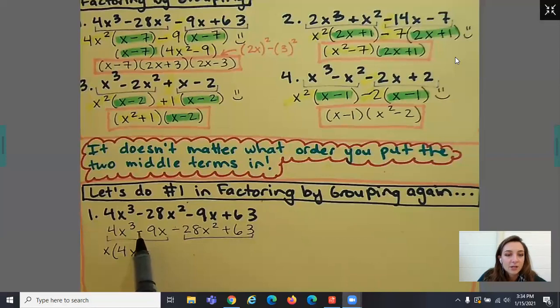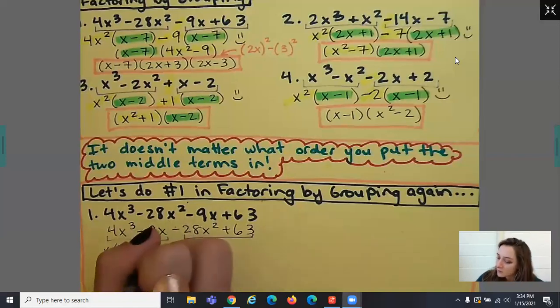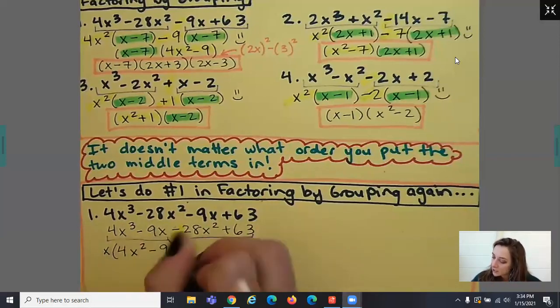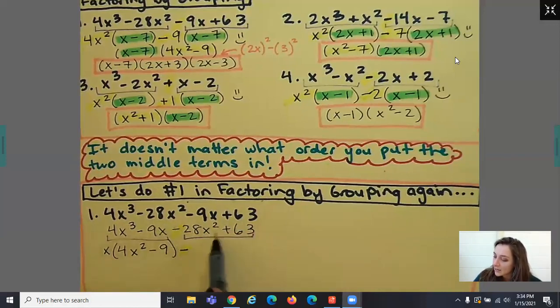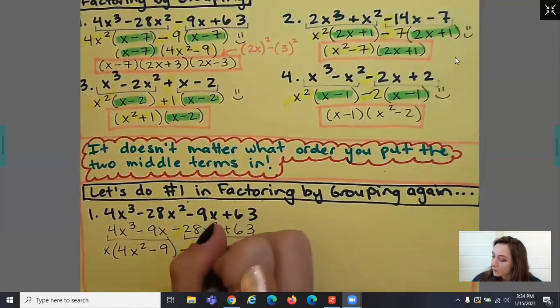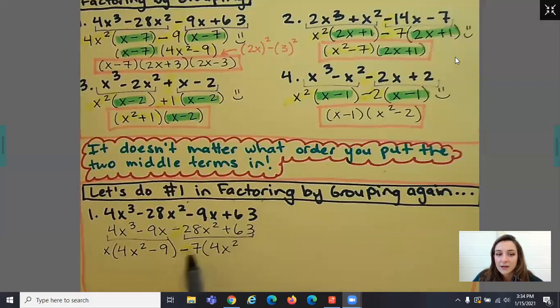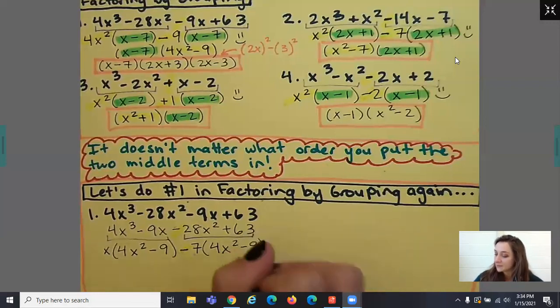Now moving on to our second term, we're taking out an x, so we're just going to be left with minus 9. We're going to bring down the sign in the next one. So I'm going to put the minus down here. And we have 28x squared plus 63. So 28 and 63 are both divisible by 7, so I'm going to pull out a 7. But I really pulled out a negative 7, so I'm going to have to divide both of these terms by negative 7. Negative 28 divided by negative 7 is positive 4. I did not take away any of the x's. And 63 divided by negative 7 is negative 9.